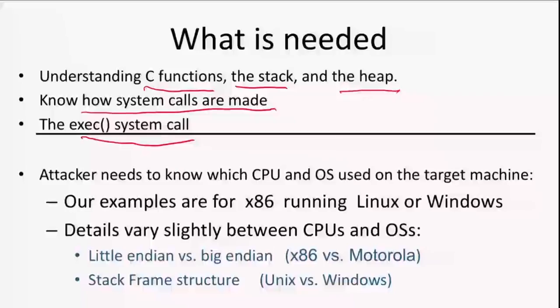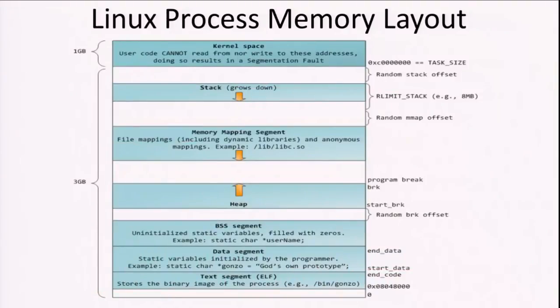For example, in x86 you have little endian, and in the Motorola you have big endian. So whether the most significant bits are placed first or the least significant bits are placed first depends on the architecture. Also, the structure of the stack frame slightly differs between Unix and Windows. So we'll just take the example of Linux here, and most other operating systems are very similar.